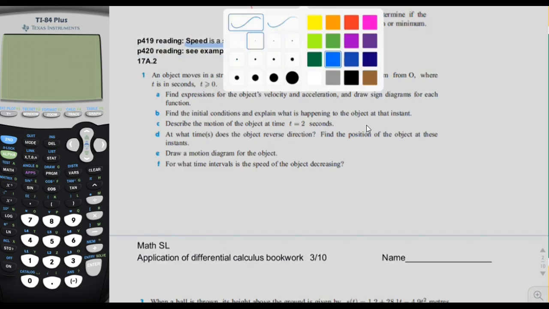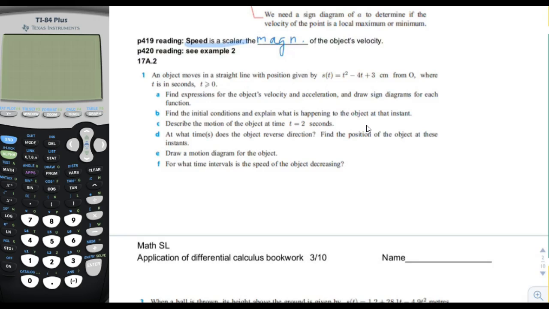Okay. Now we do the problem here. An object moves in a straight line with the position given by this function, which gives the displacement from the origin, where t is in seconds and is a positive number. Find the expression for the object's velocity and acceleration. Draw a sign diagram for each function.